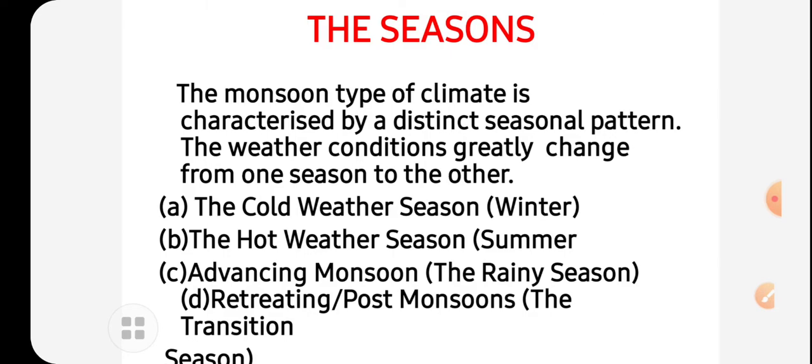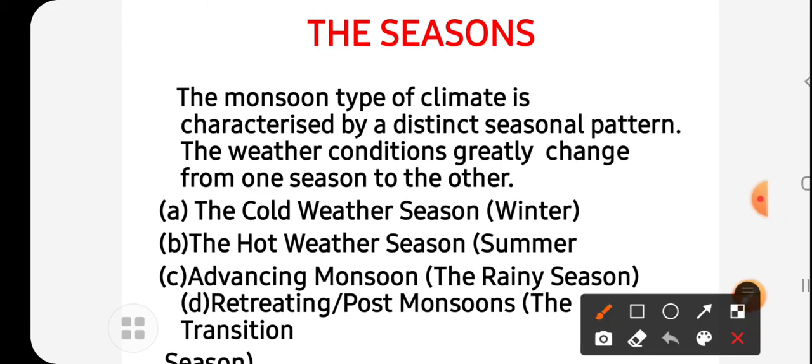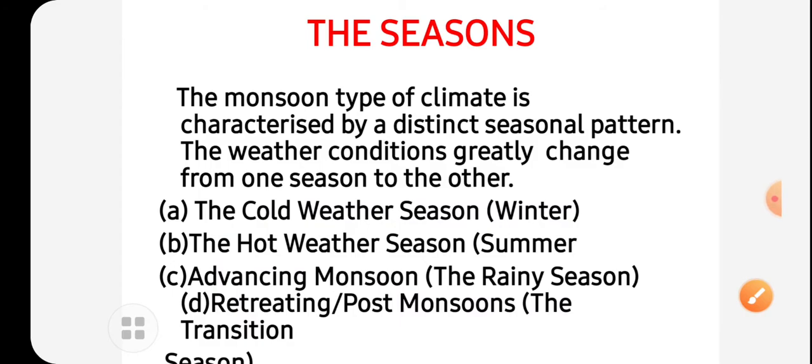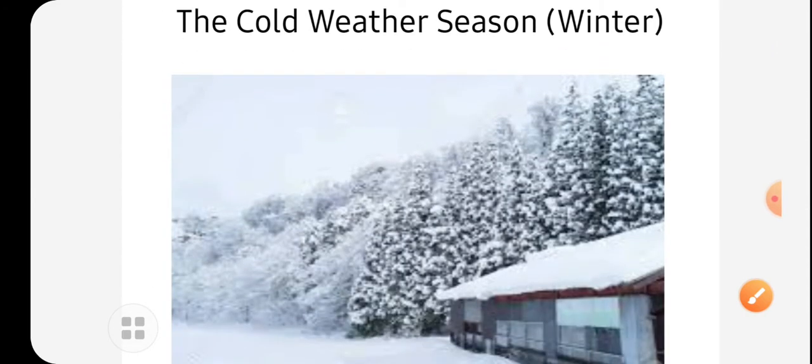We know that there are two seasons, winter and summer, but many more can be discussed in different subjects. Like in Sanskrit we discuss six types of seasons, but here basically we'll take four. First is the cold weather season, then hot weather season, then advancing monsoon, then retreating monsoon. So firstly, let's take a glimpse of the cold weather season.